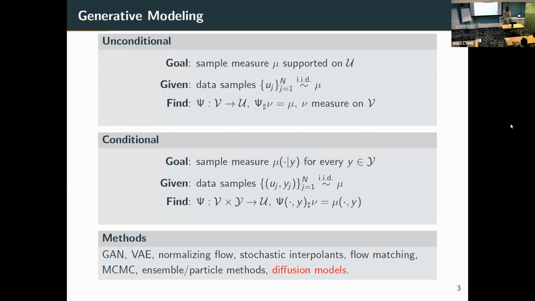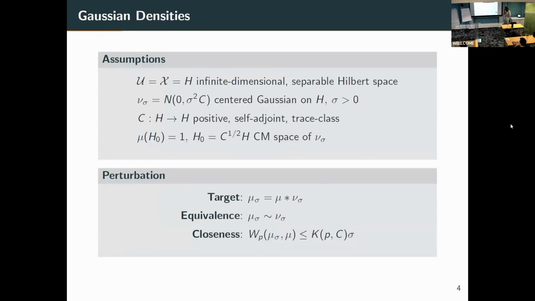Okay. So let's get started with the infinite dimensional setting. Like I said, my goal is to sample from this measure mu. But that problem is too hard. All I know about mu is that I have some samples from it, and to me, that problem is just too difficult. So I'll instead try and relax it a little bit. And I'll relax it by slightly perturbing the measure mu.